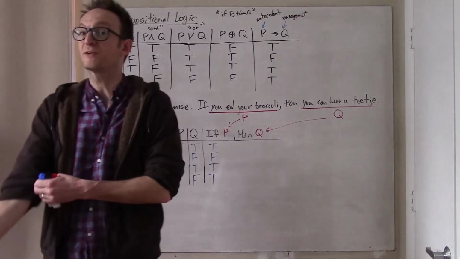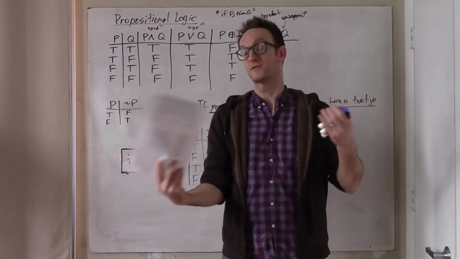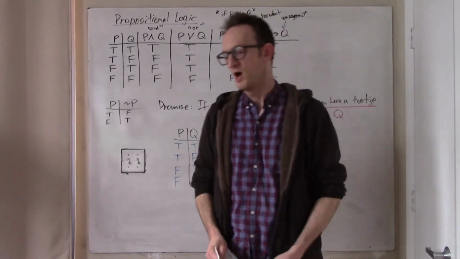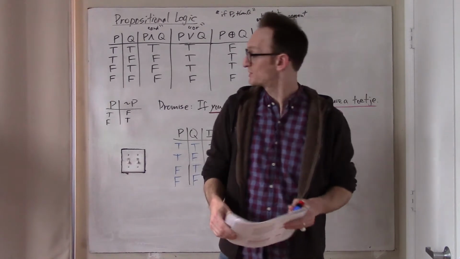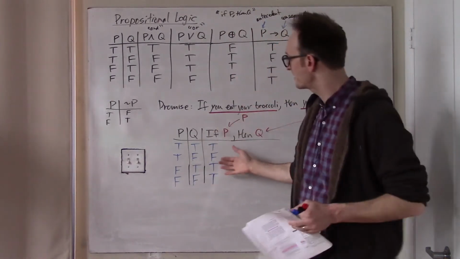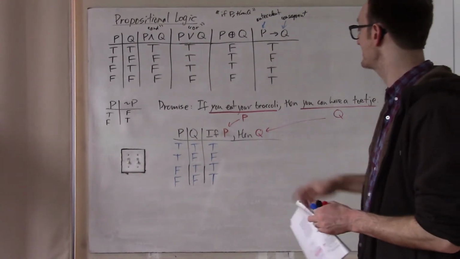How much confidence should you have in this argument? Maybe not that much. This is, I think, a good way of teaching this topic to someone else. So if you are tutoring someone in truth tables and they don't understand why, this is the kind of explanation you can give them. But I'm not super satisfied with this.